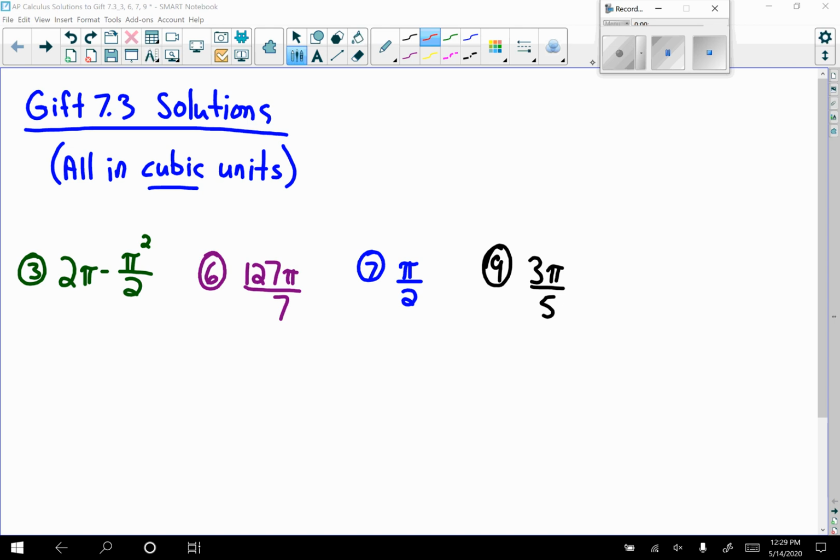Hello everyone, here are the answers to the 4 problems I assigned off of GIF 7.3, all in cubic units, so please take a look at them. You can retry the problems to see if you're coming up with these before you view the rest of the video to see my work and explanations.